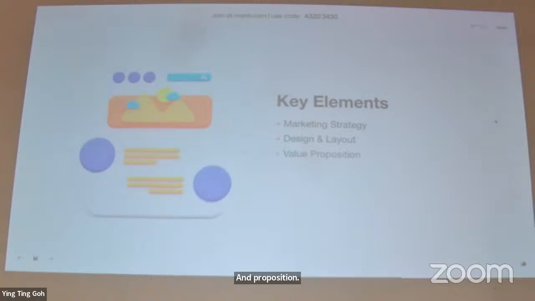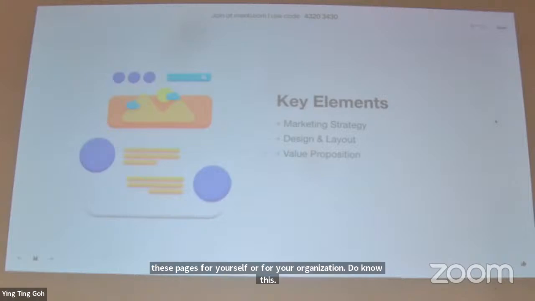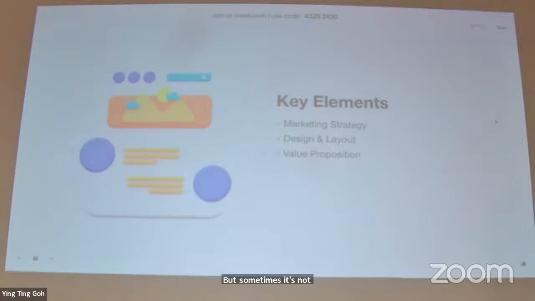Value proposition. This is something that people miss out on. I was able to describe how I connected with my audience. And I do believe that anytime you're making any of these pages for yourself or for your organization, you know this. But sometimes it's not translated inside the messaging. And it's always important to highlight the value proposition.